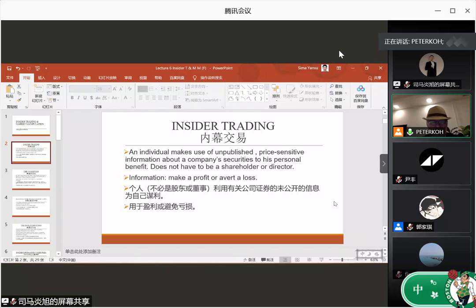But what is the purpose of the information? The information is either to get a profit or to avert a loss. 不是每次都要有利益, right? It can also avert a loss. A loss is 损失. So insider information, do not be mistaken. It doesn't have to be always profit or benefit to the individual. No, it has to be either a benefit or make use of the information to prevent a loss.